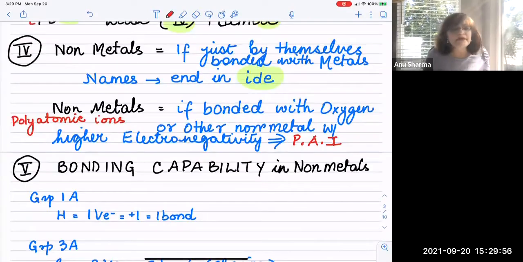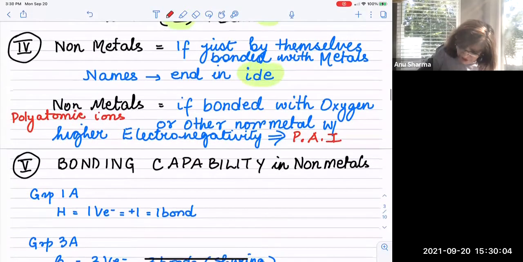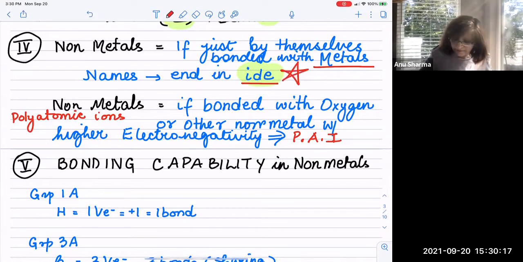Okay, so this is one thing. Then come the non-metals. If the non-metals are bonded with the metals, not to themselves but bonded with the metals, then their naming ends in -ide. Don't forget that. It's very important: -ide.